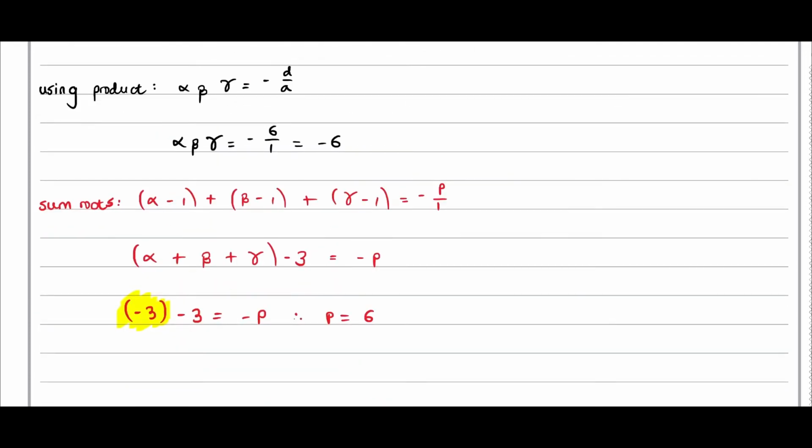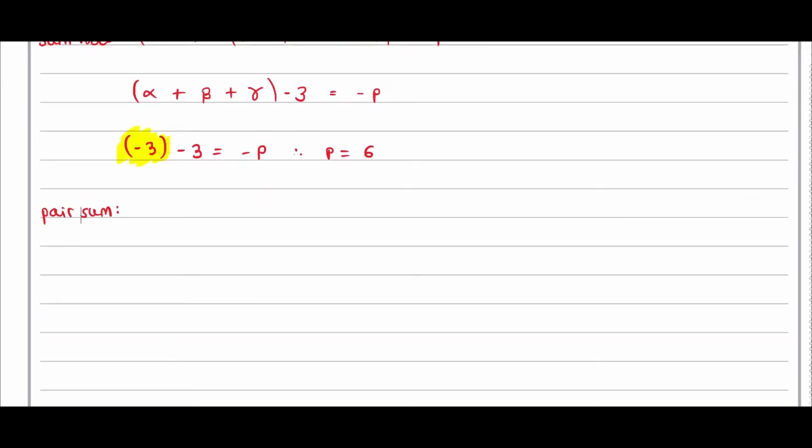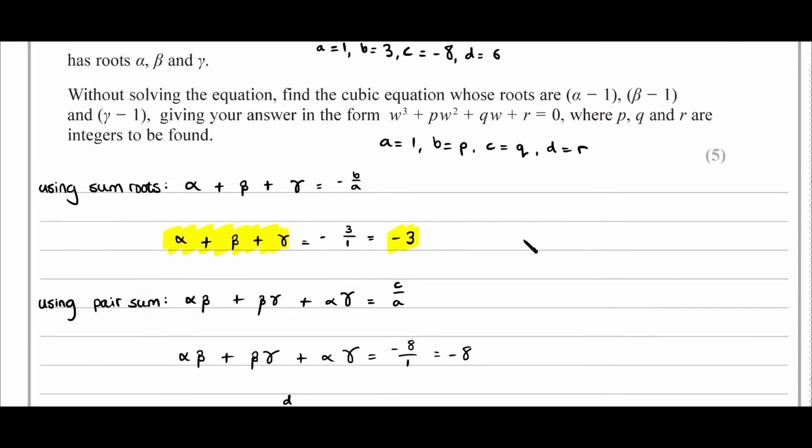And similarly, if we use the pair sum, we have alpha minus 1 lots of beta minus 1 plus alpha minus 1 lots of gamma minus 1 plus beta minus 1 lots of gamma minus 1. And this is equal to, if we use what we had over here, c over a, that will equal q over 1.